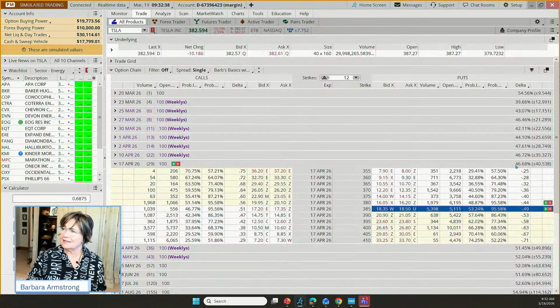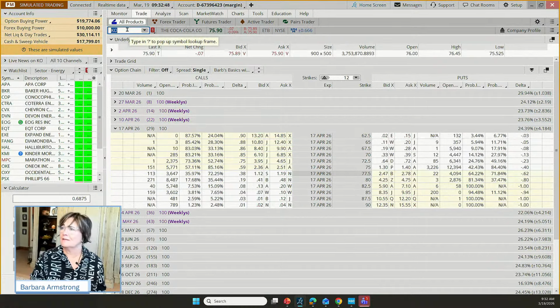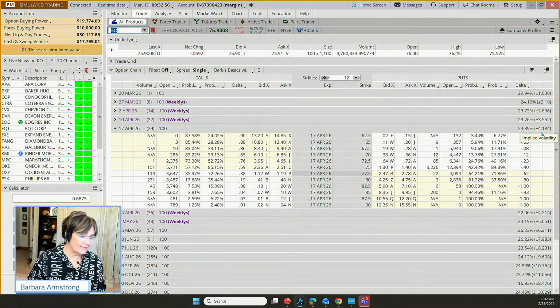When we look at volatility, this stock has a lot of volatility, 46% on this, as opposed to something like a Coca-Cola, which is like half. Okay, you want to see another bearish example?